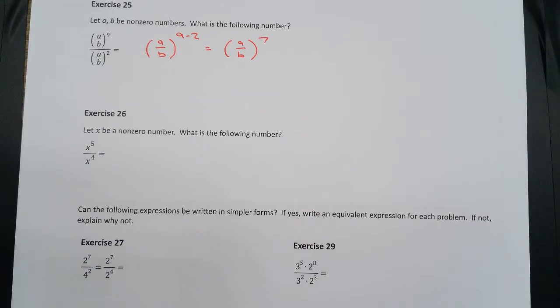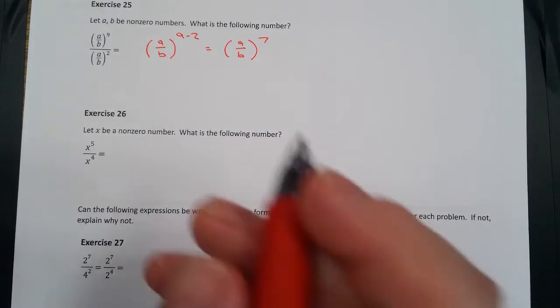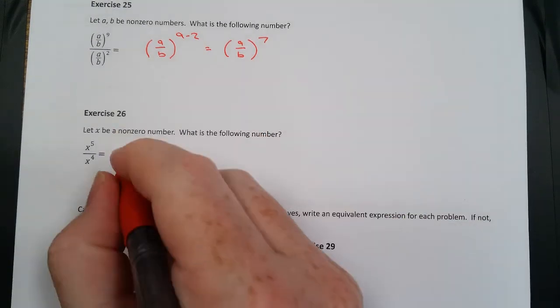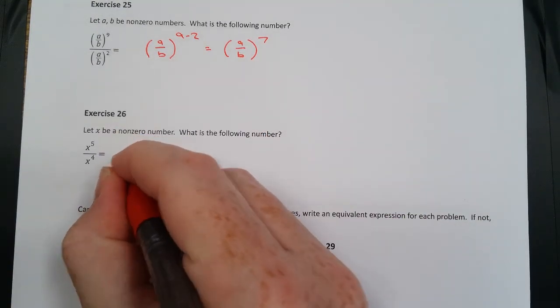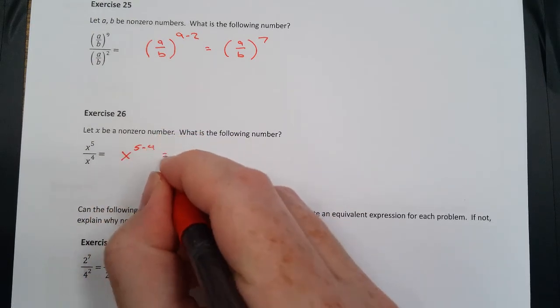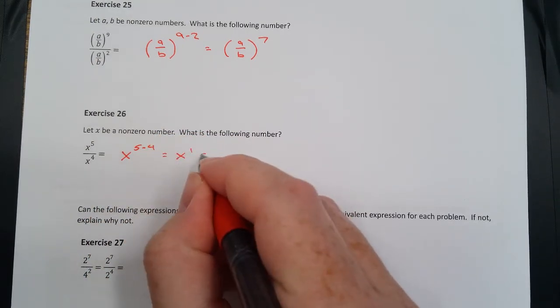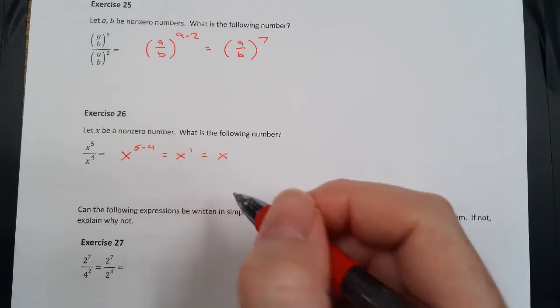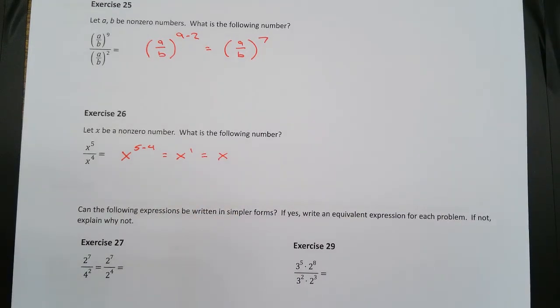And it's the same thing with number 26. Pause the video and try number 26, and I'll come back and we'll talk about it when you're done. For number 26, x is the base, and so it's division of the same base, so we subtract the exponents. We get x to the first, which remember is just x. Just like we did on page 13 with number 24.